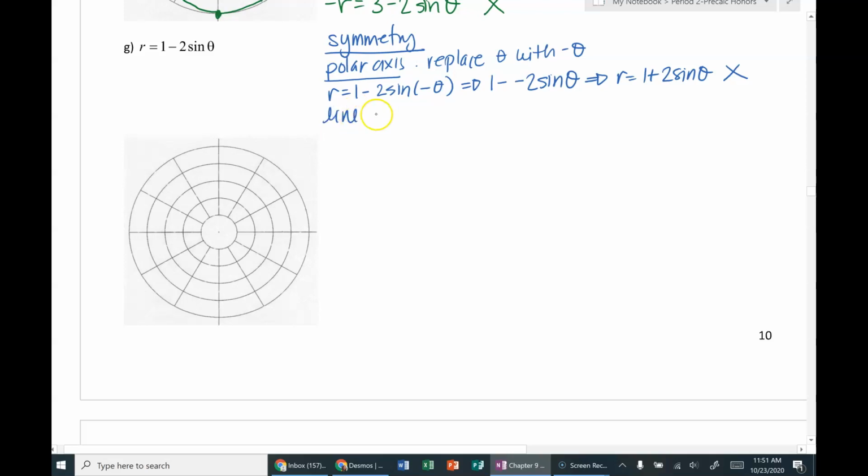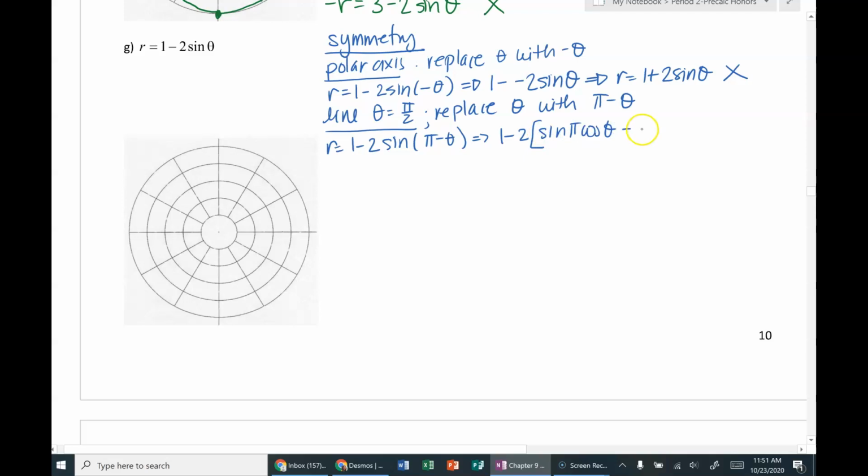Then we can go to the line theta equals pi over 2. This is when we replace theta by pi minus theta. So r equals 1 minus 2 sine of pi minus theta. 1 minus 2 open bracket, the difference of signs, that's sine of pi times cosine of theta minus cosine of pi times sine of theta, close bracket. All right, so r equals 1 minus 2 sine of pi, that's going to be 0. So I have negative cosine of pi. Cosine of pi is negative 1, so negative times a negative is now a positive sine of theta. It's exactly the same. So right now it is definitely symmetric about the line theta equals pi over 2.